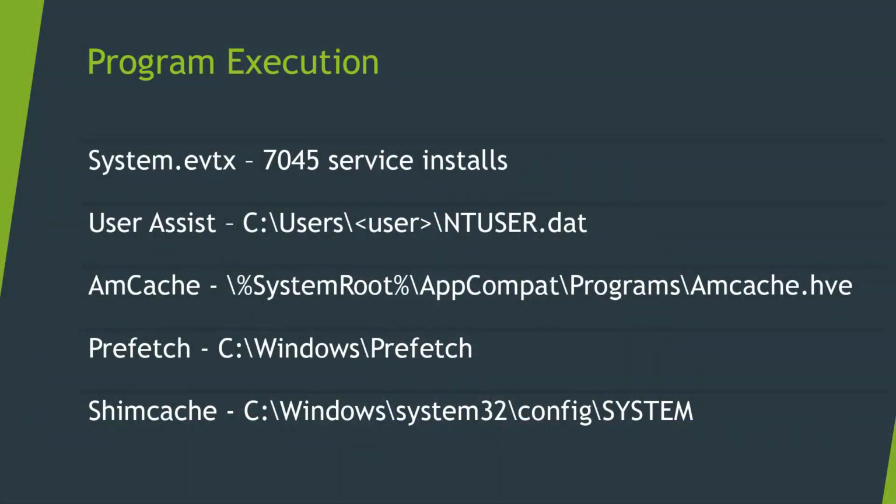Whether it's Mimikatz or network scanners or PSExec, things like service installs through the system.evtx might say, oh, there's a Cobalt Strike beacon here. Decode the beacon, figure out a little bit more detail, and go from there. UserAssist is great. It gives you what user executed it and when it was last executed, but it's limited to graphical user interface programs. So if they're just running something in the background or via command line, you might be out of luck there.